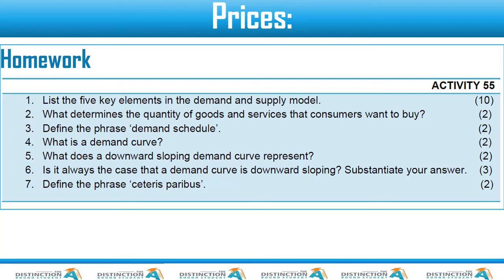And then we have two other extreme cases. A demand curve can be perfectly inelastic, so that one is vertical. We can't really say it's downward sloping, it's vertical. And then we have another extreme case where a demand curve can be perfectly elastic, and that one is horizontal. So I'd say no to question six, and I've substantiated my answer quite well.